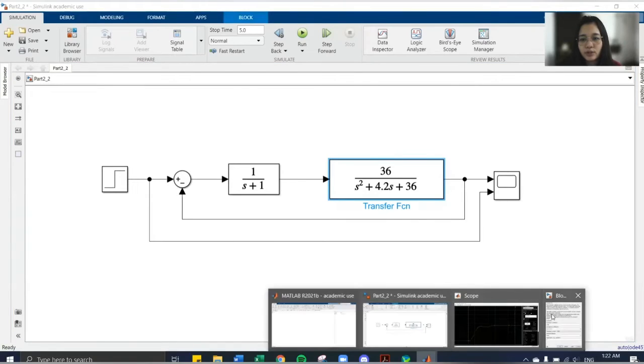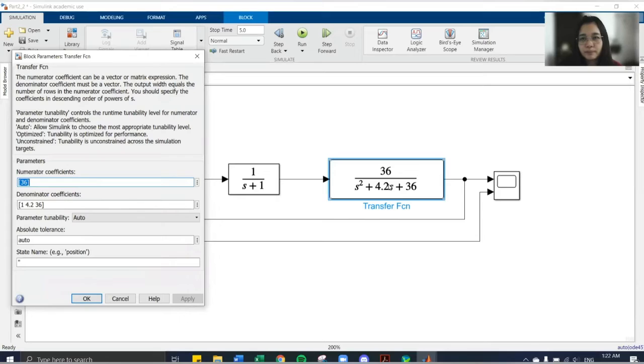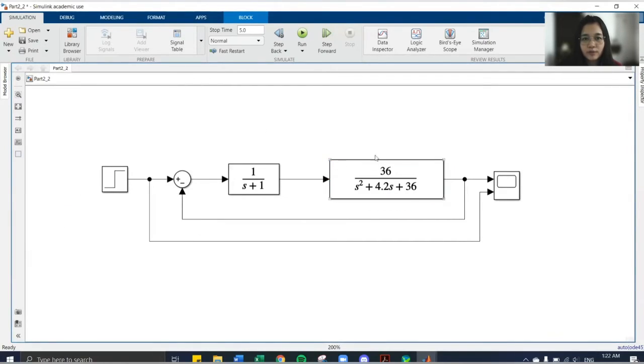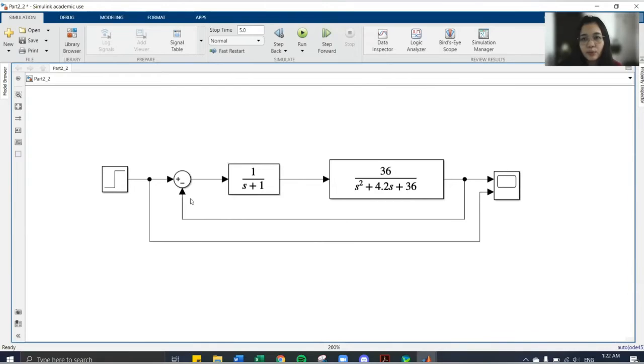For this transfer function value, we also get it from the control textbook. Except for this transfer function, we also add on another transfer function here, 1 over s plus 1. We are also adding the feedback loop system in this block diagram. So that's all for the block diagram.